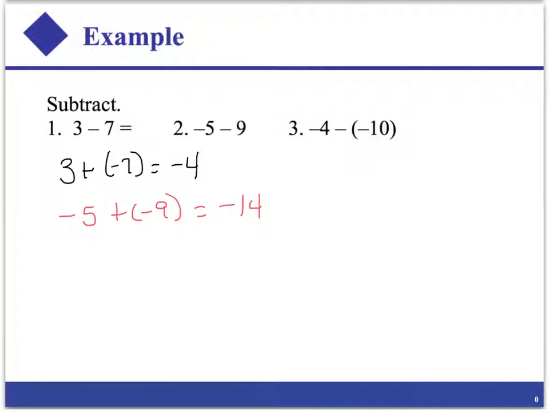And last but not least on this slide, I have number 3, which is negative 4 plus a positive 10. Remember, we changed this to plus, and then we add the opposite, so it would become a plus. So our final answer on this one is positive 6.